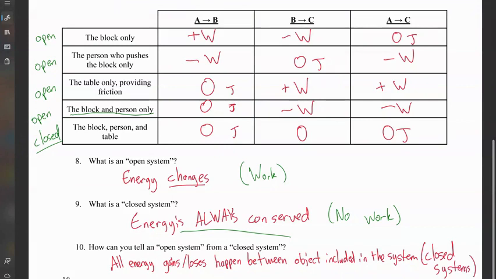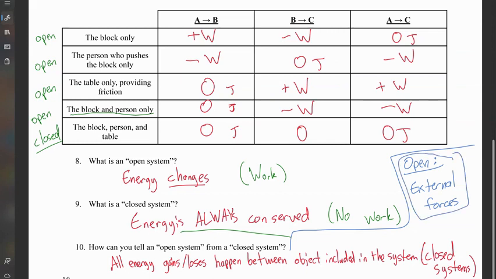Another way that we can talk about this is for an open system. In an open system, there are external forces; that is the fastest way to identify this. So when I look at the block and the person only, there is an external force being applied of friction. If I were to look at the block and the table only, there is an external force of the push from the person. External forces tell us that it's an open system, as opposed to the closed system where all of those energy transfers happen between those objects. So all forces are internal to the system and the objects that we're including.